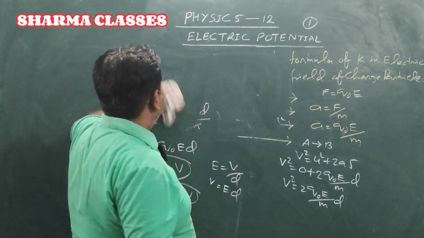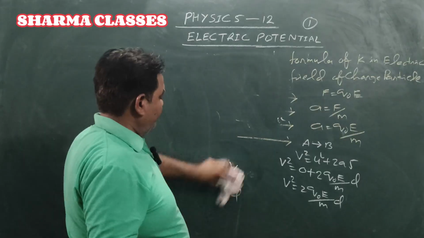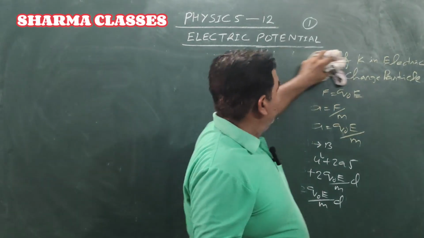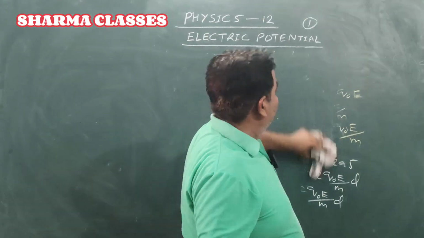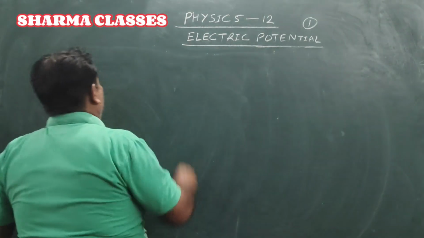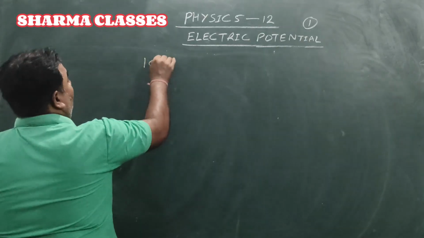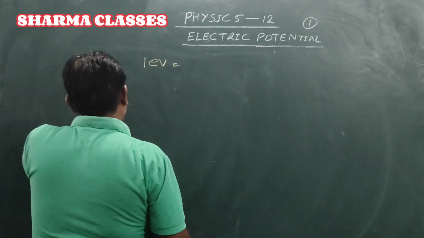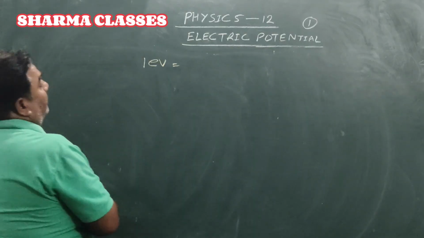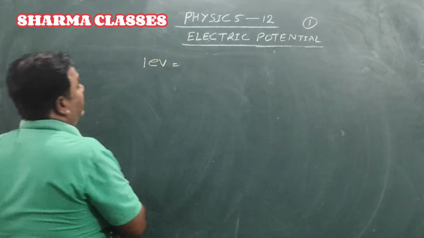Electron volt is also a unit of kinetic energy. What is 1 electron volt? The kinetic energy acquired by an electron when it is given 1 volt is called 1 electron volt. When 1 volt is given to an electron, the energy acquired is called 1 electron volt.